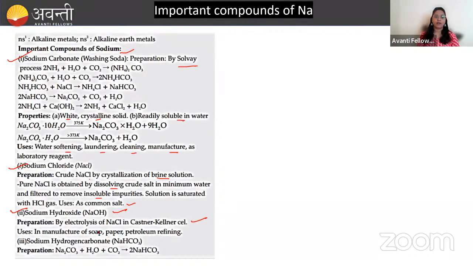It is used in the manufacture of soap, paper, and petroleum refining. The next compound is sodium hydrogen carbonate. Sodium hydrogen carbonate can be prepared in this way.